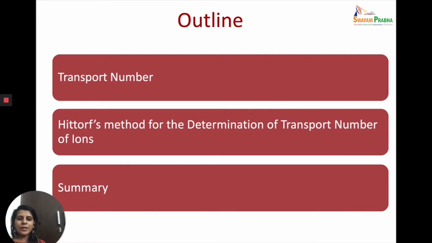We looked at some terms like ionic speed, ionic mobility and transport number, and studied the relationship between all these three. Now in today's class, we are going to study one of the most important methods for the determination of transport number, that is called Hittorf's method. But before we do that, let's recall what is transport number. So we'll start with the recapitulation of transport number, followed by a discussion on what is Hittorf's method and how it can be used to find out the value of transport number.